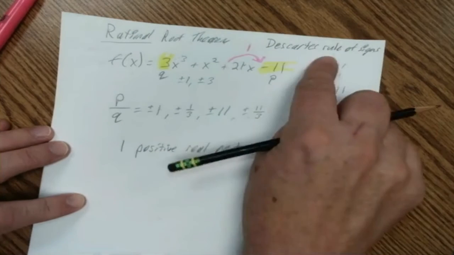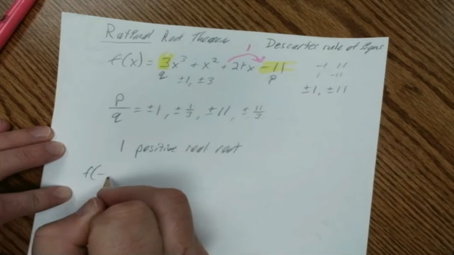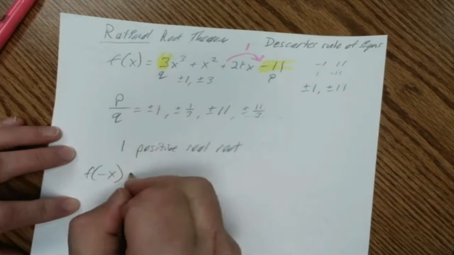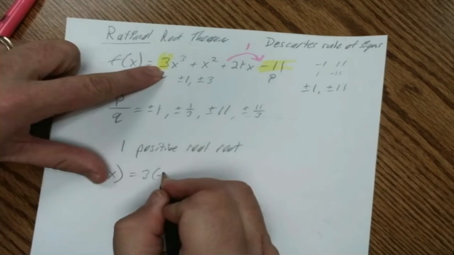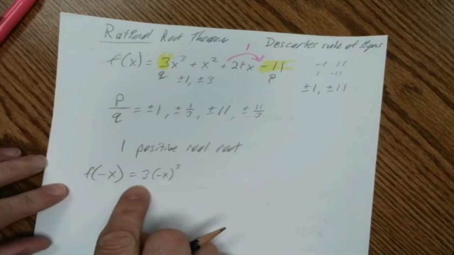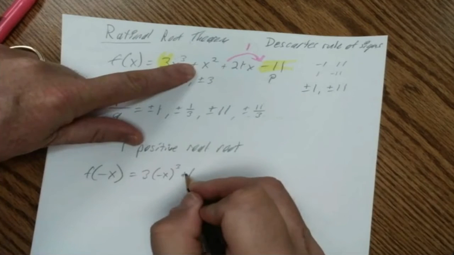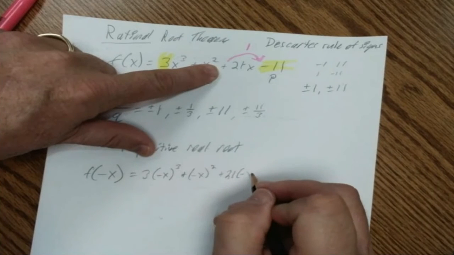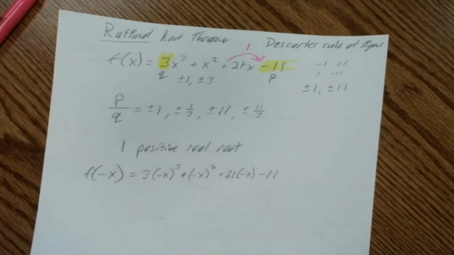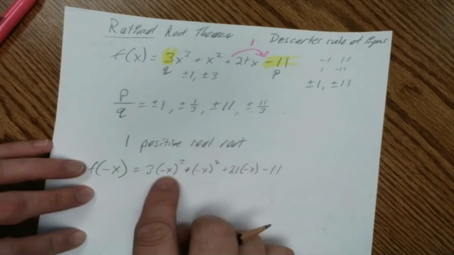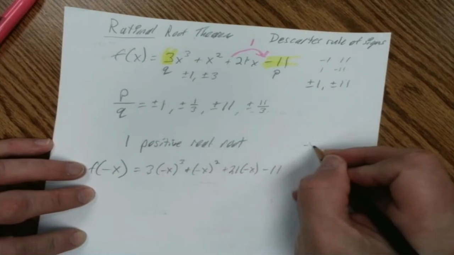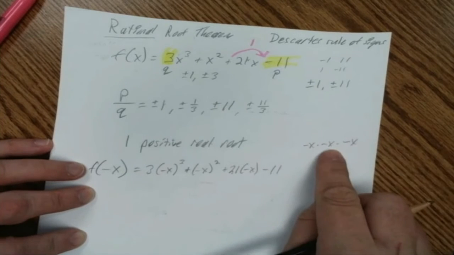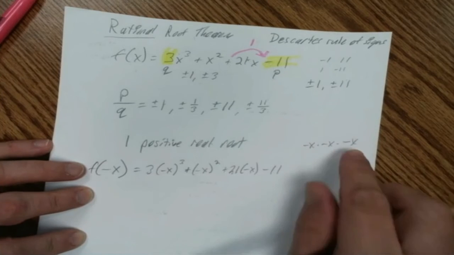And the way Descartes says to check that is we take -x and we substitute it in. So that would be 3 times -x to the third power plus -x squared plus 21 times -x, and then -11 is just -11. So simplify this. -x to the third power is -x times -x times -x. -x times negative makes it positive, but then it becomes negative again. So this is going to be negative.